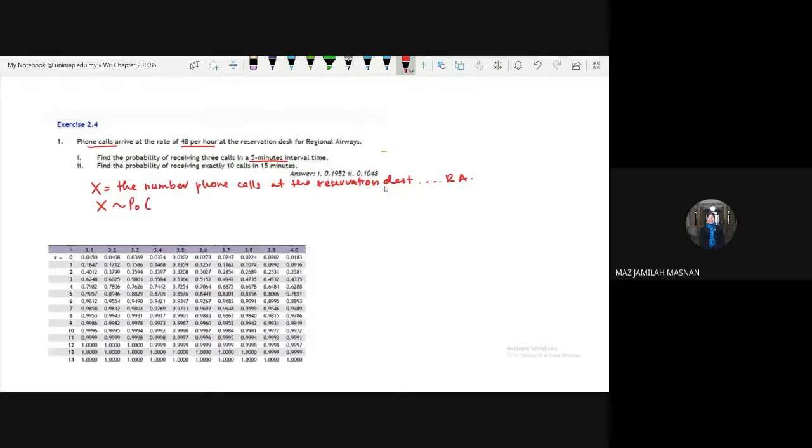Now the value given to you is 48, but 48 is for 1 hour. Now if we are talking about minutes, 1 hour is equal to 60 minutes. So how do we change to minutes? We know that we have 48 for 1 hour. So what about 5 minutes? So 5 minutes will be 1 over 48 multiply with 5. Right?